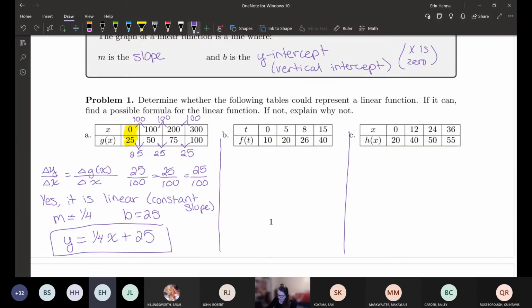So for our next table, I'm going to get rid of that. Let's do the same thing. Let's check our change in our t values. So we increase by 5, and then by 3, and then by 7.